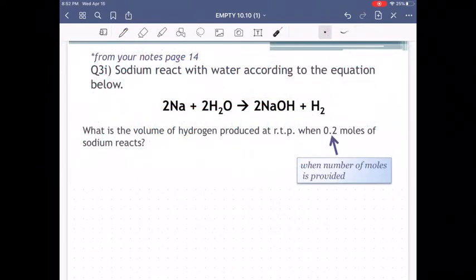Alright, the next question is on your notes, page 14, question 3i. Sodium reacts with water according to the equation below. You have this balanced equation here. The question is, what is the volume of hydrogen produced at room temperature and pressure when 0.2 moles of sodium reacts? I have highlighted here that the number of moles is provided. So what would you do if the number of moles is provided? First things first, take the two important things from the equation. So let's use the highlighter.